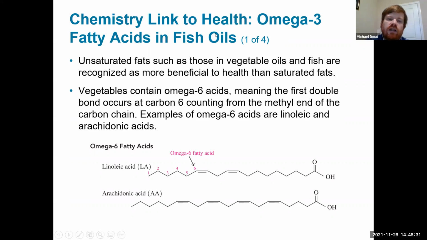Now, we call it an omega-3. Well, okay, let's give you the other example here that we were talking about already. So vegetables have a different type of fatty acid called an omega-6 fatty acid. And what that means is that the first double bond occurs at carbon 6, counting from the back end. So think omega means end, right? Omega is the last letter in the Greek alphabet. So we're going to start from the end and count up 1, 2, 3, 4, 5, 6. That's where the first double bond is present for these omega-6 acids.